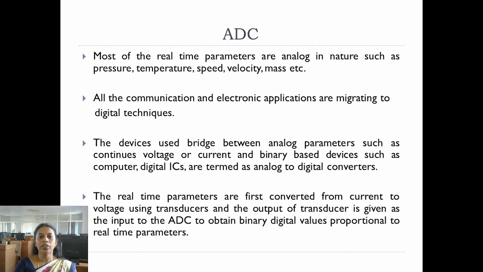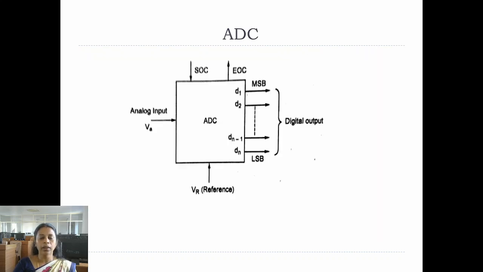An analog to digital converter is a device that bridges between analog input and digital output. The analog input is either voltage or current that has to be converted using a transducer, and that transducer output is given to an analog to digital converter by which the digital data can be read. So all the real-time parameters can be read via the digital signal.